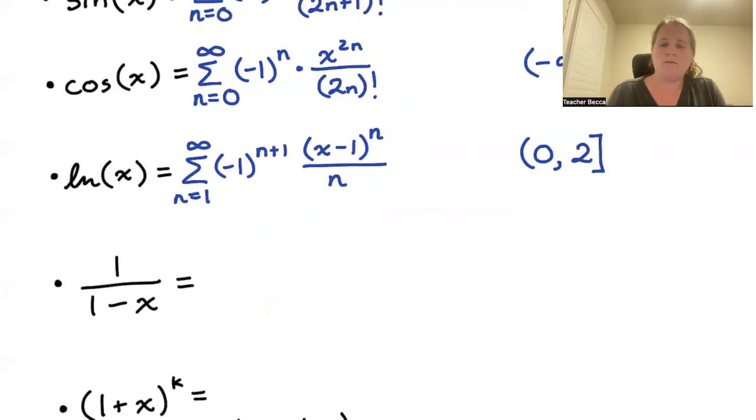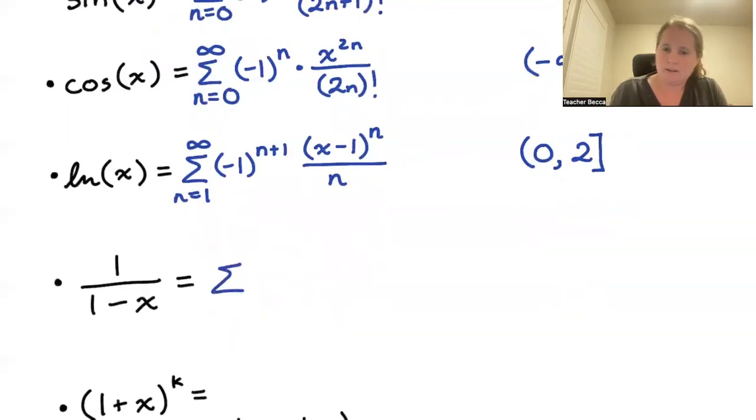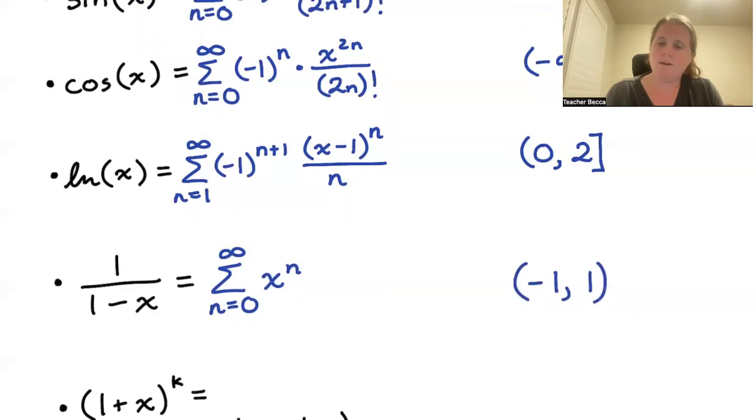Next up, we have 1 over 1 minus x. This is simply the sum from n equals 0 to infinity of x to the n. This converges on negative 1 to 1, the open interval.